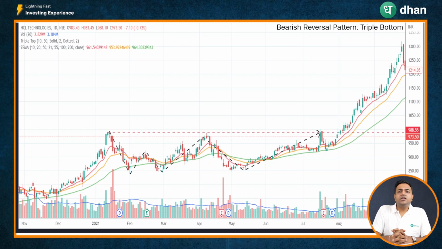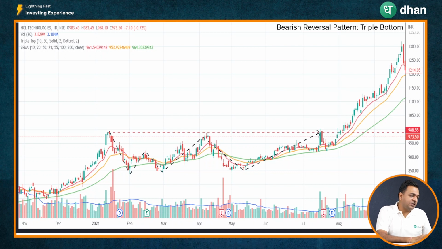Conversely, in case of a triple bottom formation, the stock is in a visible downtrend. It takes support at the support zone 3 times, forming 3 different peaks on the downside and hence is referred to as a triple bottom formation.